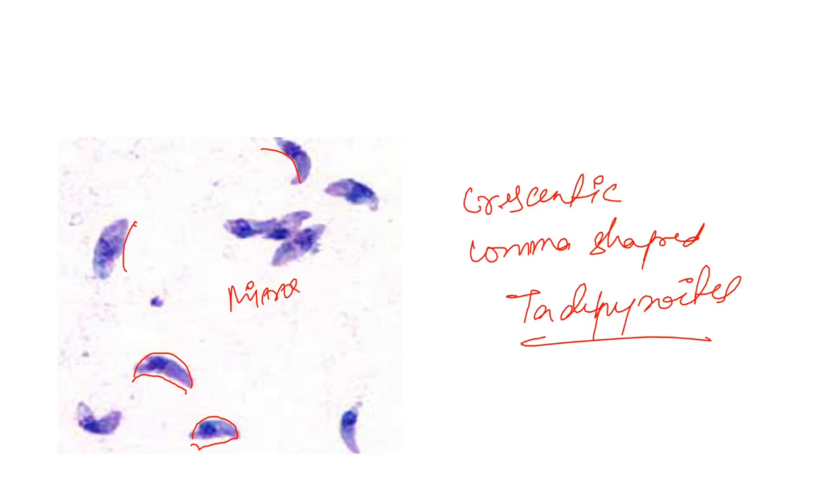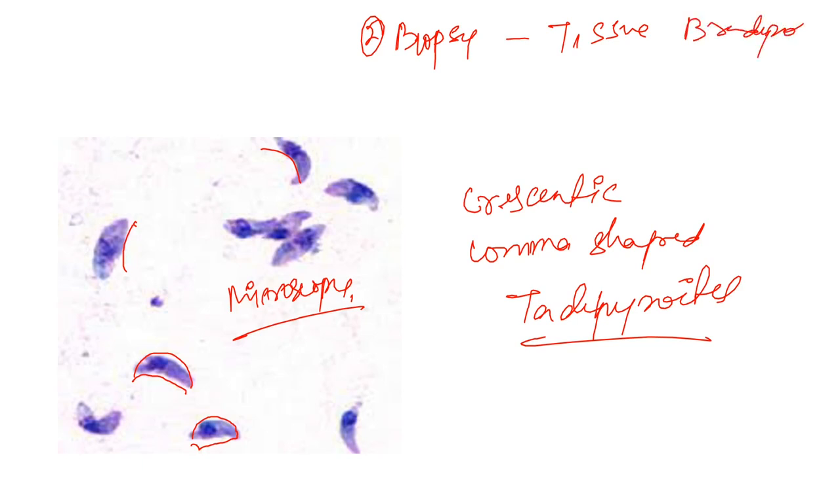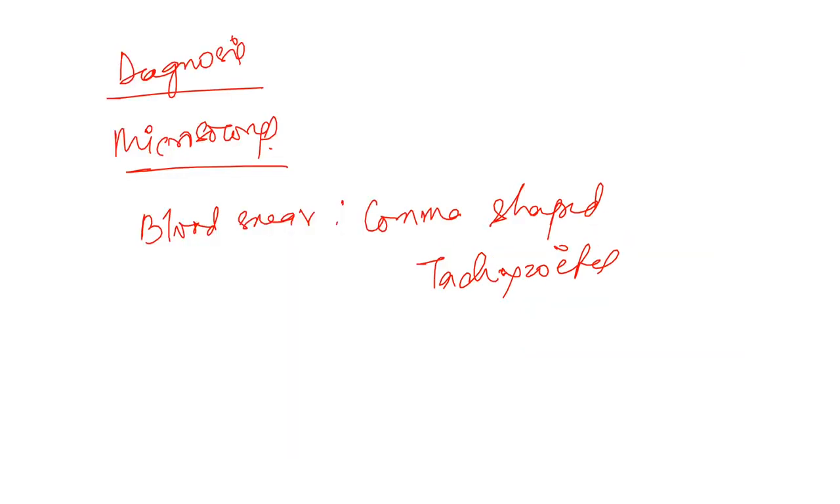Okay. And then number two, we can do biopsy also for tissue bradyzoites. Where are bradyzoites found? In tissue we get them. So we can do biopsy also for tissue bradyzoites. Okay, done.